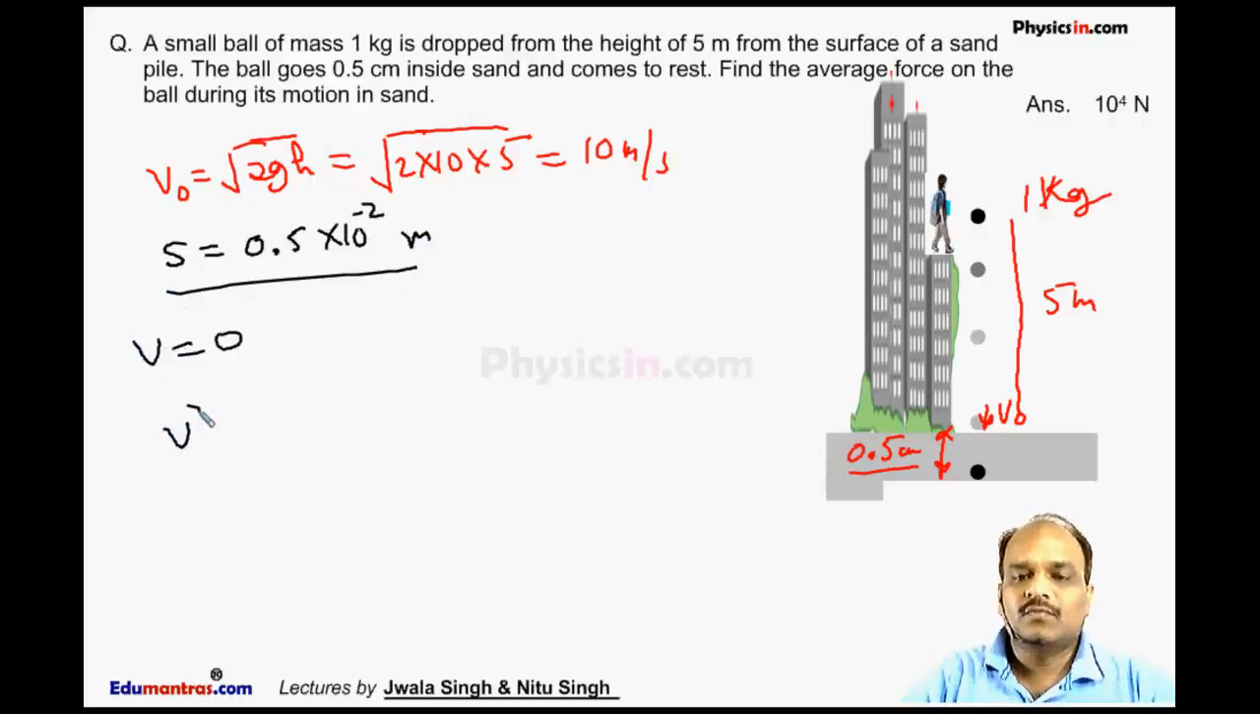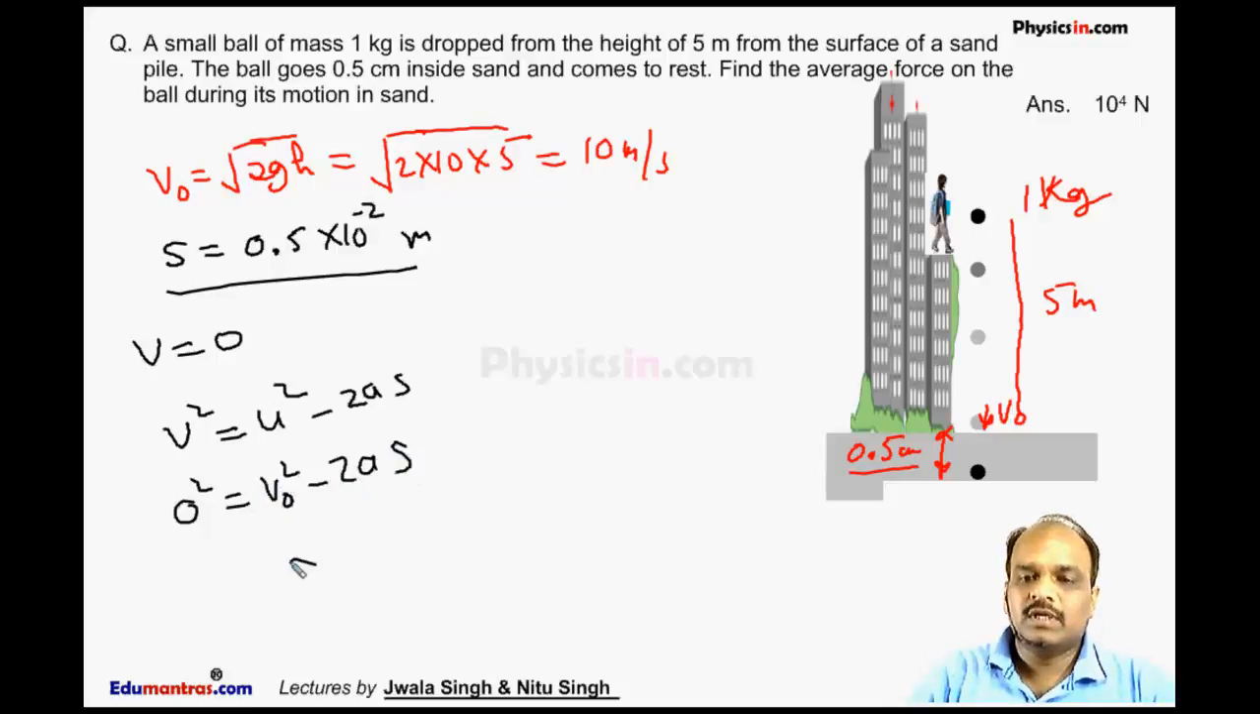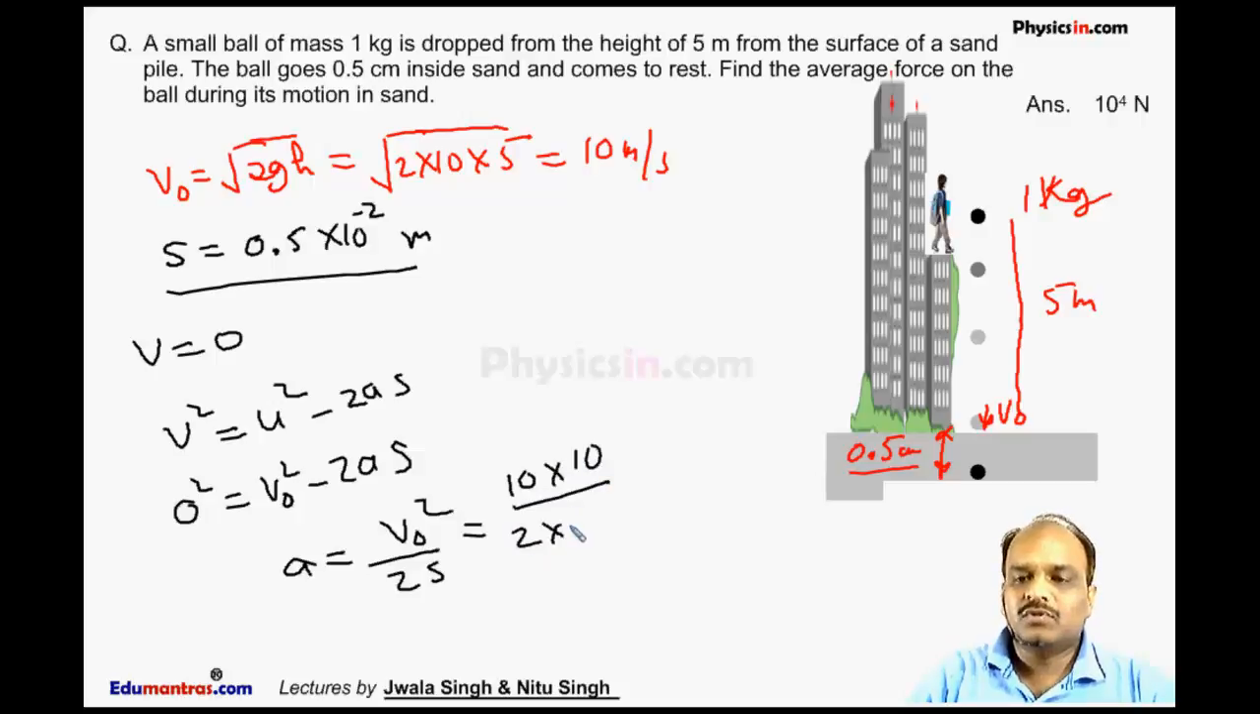So we can say v square is equal to u square minus 2as, because there is a retardation. Let the retardation be a. So final velocity is 0, so 0 square is equal to v0 square minus 2as. So a comes out to be v0 square by 2s. That is equal to 10 into 10 divided by 2 into 1 by 2 into 10 to the power minus 2. So this will cancel out. It comes out to be 10 to the power 4 meter per second square.